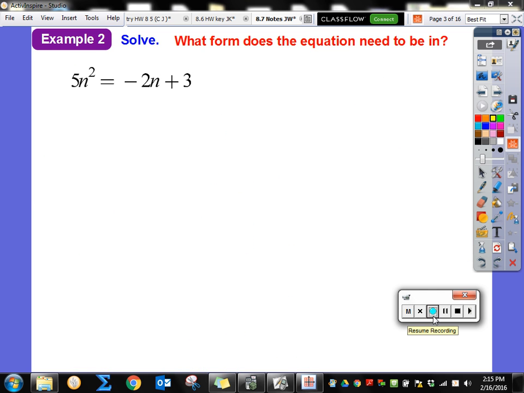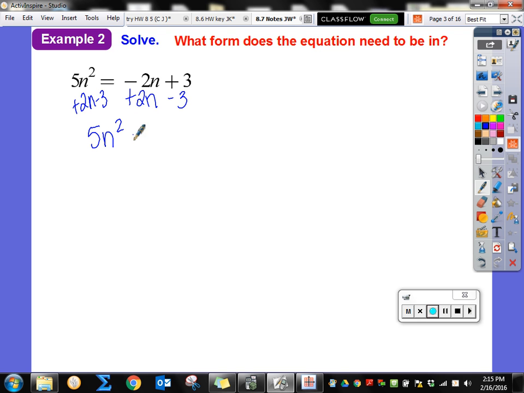What do we need to do first to this one? We have to set it equal to 0. That needs to be your first step, even before you look for a greatest common factor. So let's plus 2n and minus 3, and I'm going to do it at the same time just to save myself some time. So I've got 5n squared plus 2n minus 3 equals 0.